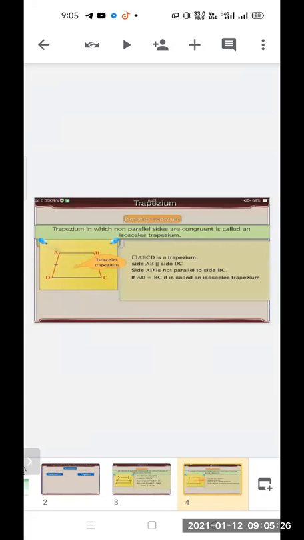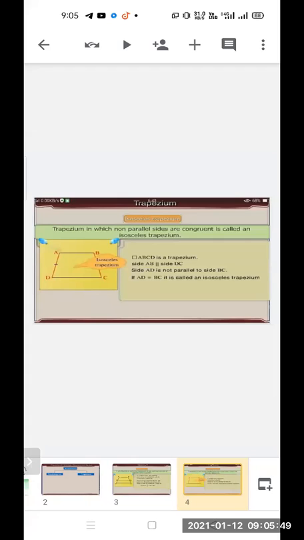So in trapezium ABCD, the non-parallel sides, side AD and side BC, are non-parallel, and since they are congruent, we can say that it is an isosceles trapezium. So here side AD is congruent to side BC.